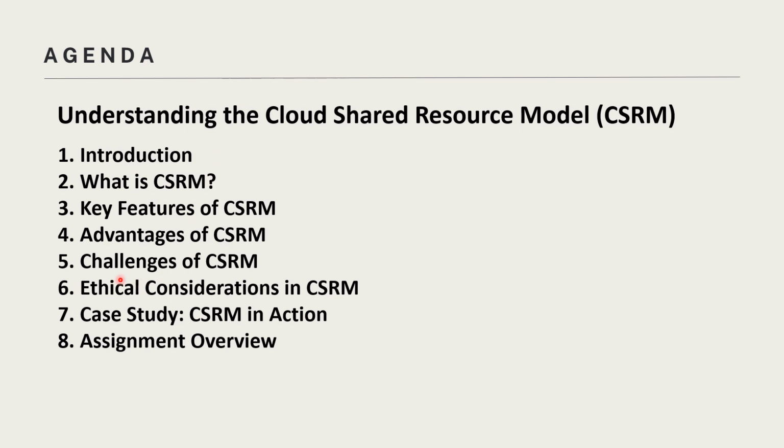And on the flip side, we're going to be talking about the challenges, right? The potential security risk, the resource contention, the performance isolation that it brings forward with regards to this kind of environment, and of course the ethical considerations in CSRM, like for instance data privacy or fairness in resource allocation or isolation between clients. And then we're going to move on to discussing a particular company under case study number 7 here, which we will be doing next week in class. And then we're going to finish off with discussing your assignment for this week under assignment overview.